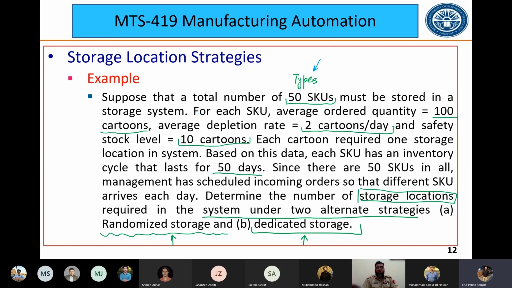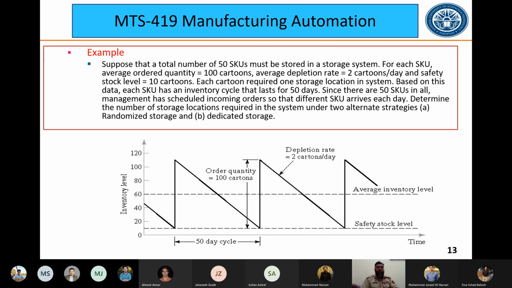यस सर. Okay, so what we need to determine is the number of storage locations required in the system under 2 alternate strategies, randomized storage and dedicated storage. अब देखते हैं कि इसका क्या एडवांटेज है. सो यही जो बात मैंने आपको पहले बताई कि डिमांड कैसे है, तो वो मैं आपको यहाँ पे जरा एक दफा ड्रॉ करके दिखा देता हूँ.